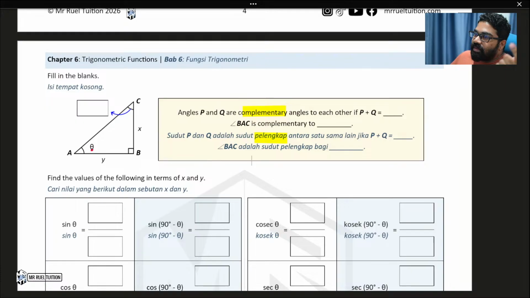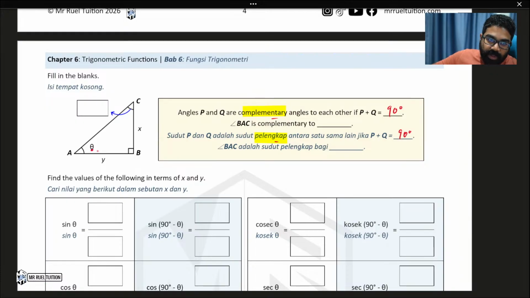Okay, never mind. So complement, this is your lower secondary, menengah rendah. So complementary angle, sudut pelengkap maksudnya hasil tambah dia, the sum of it will be 90 degrees. 90 darjah. Understand? Complementary angle means the sum will be 90 degrees.